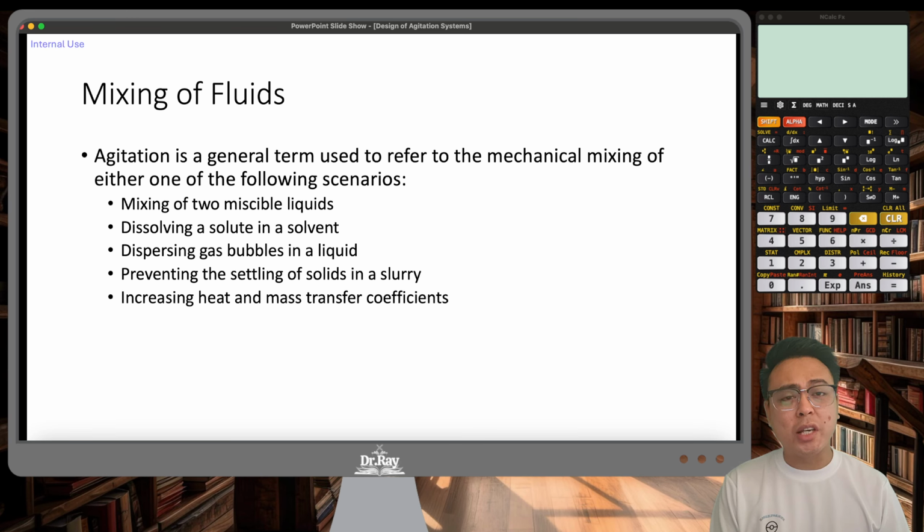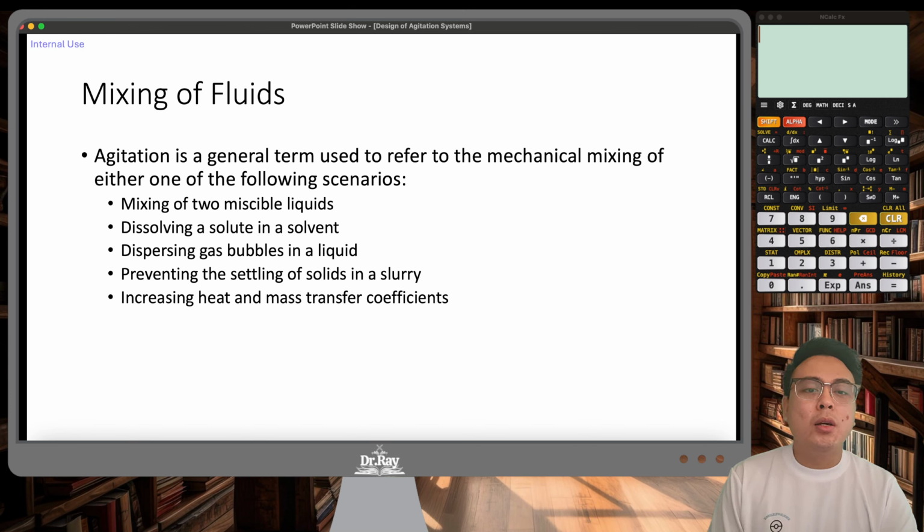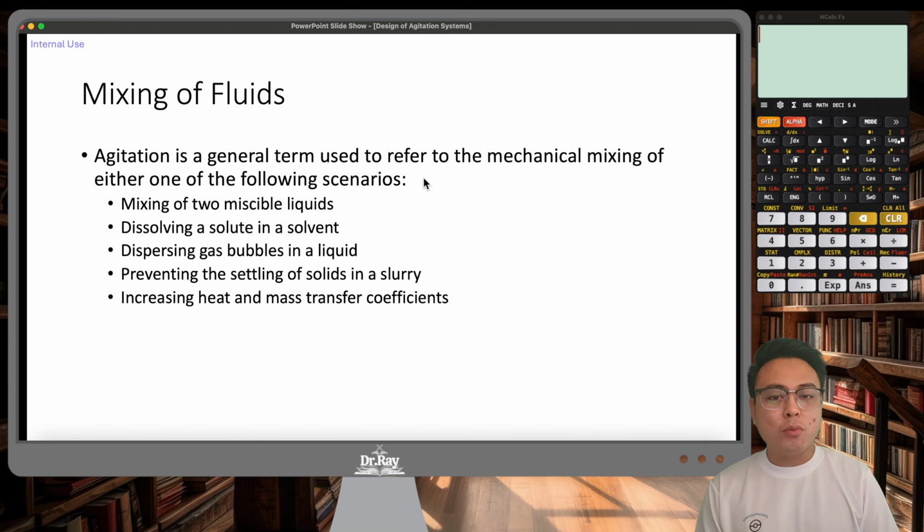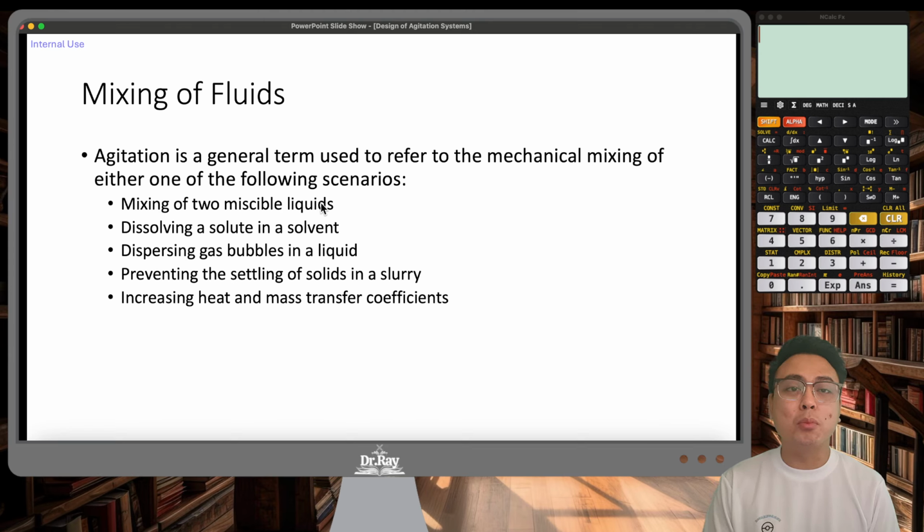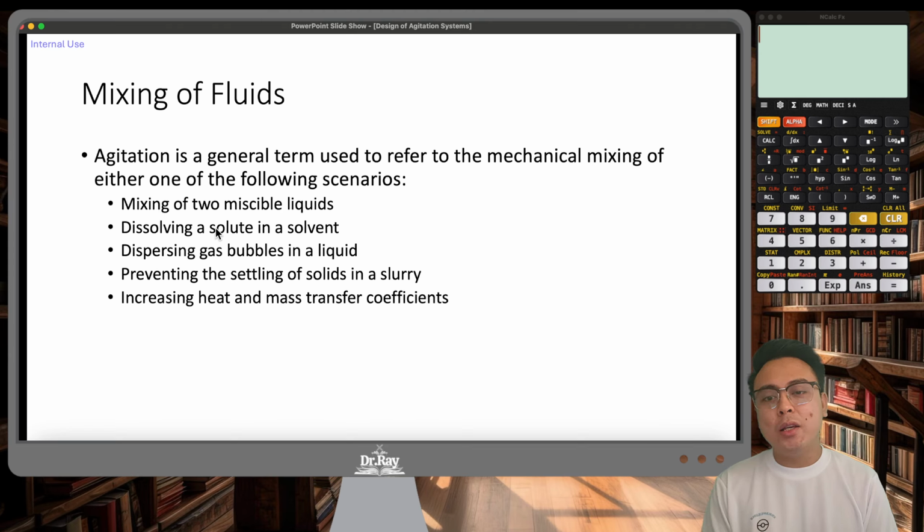Agitation is just a technical term for mixing. When we say that we are agitating something, it just means that we are trying to mix fluids. Agitation is a general term that we use to refer to the mechanical mixing of any one of the following scenarios. Either you're trying to mix two miscible liquids in a tank, or you're trying to dissolve a solute in a solvent.